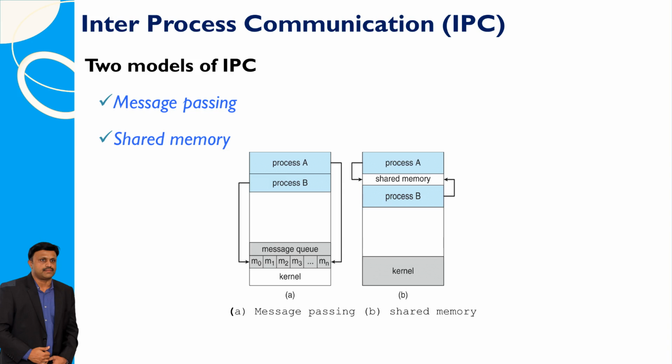In the message passing model, processes communicate by sending and receiving messages through predefined communication channels. On the other hand, the shared memory model allows processes to share a portion of memory, enabling them to read from and write to the same memory locations.